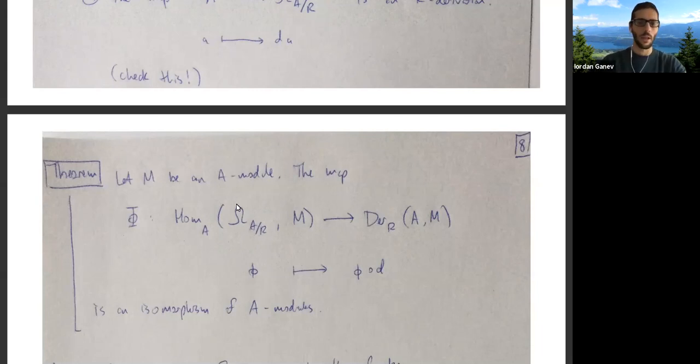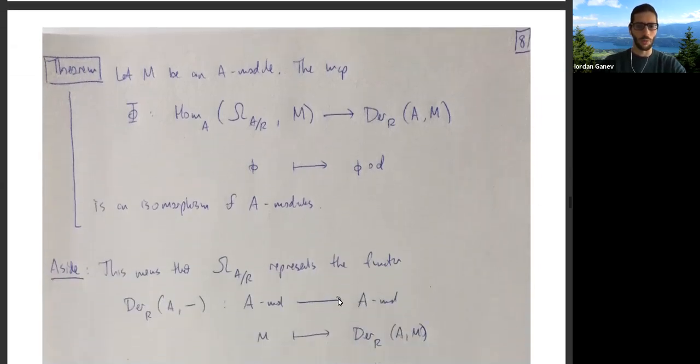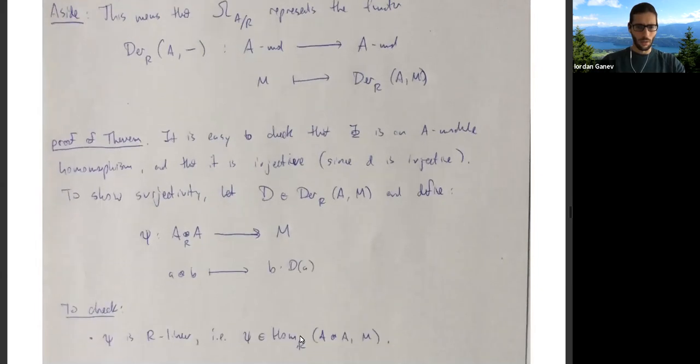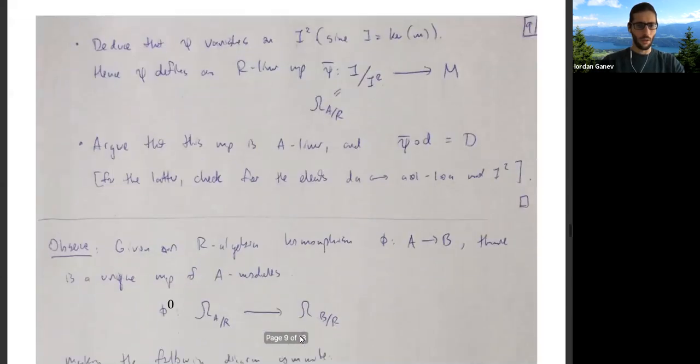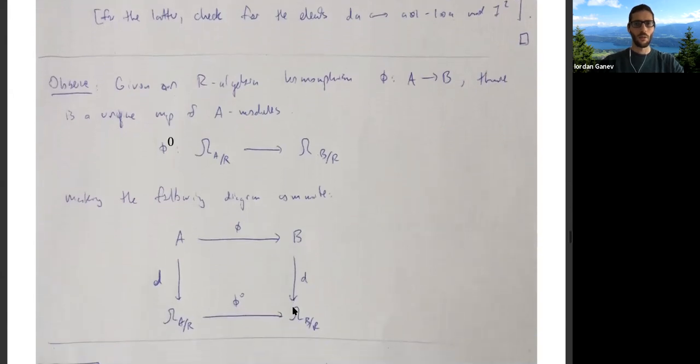On the other hand, these Kähler differentials are kind of big, so that may be a bit unwieldy, but we get this isomorphism of A modules. So a categorical interpretation is that the Kähler differentials represent this functor of derivations. Okay, so we talked about the proof.